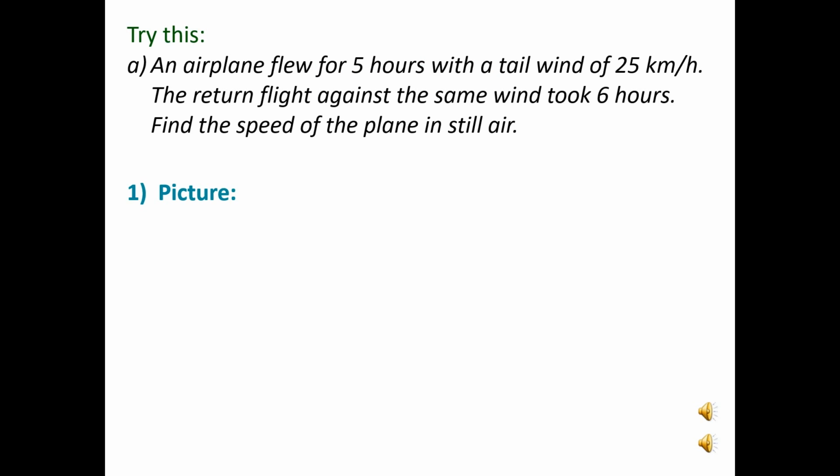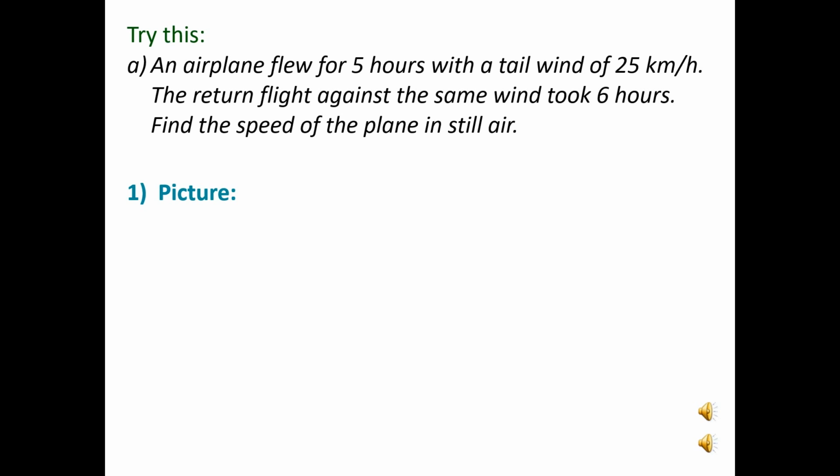One last one here. We've got an airplane, and the airplane's going to do the exact same thing. The airplane flew for 5 hours with a tailwind of 25 kilometers an hour. The return flight against the same wind took 6 hours, and I want to find the speed of the plane in still air. This works identically to the boat situation. The only difference is it's an airplane dealing with wind versus a boat dealing with a current.